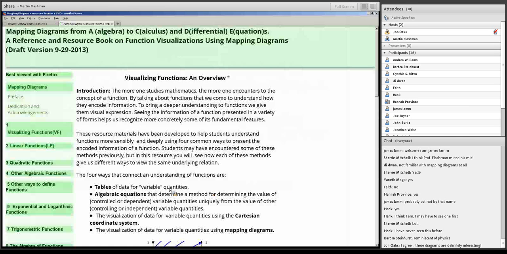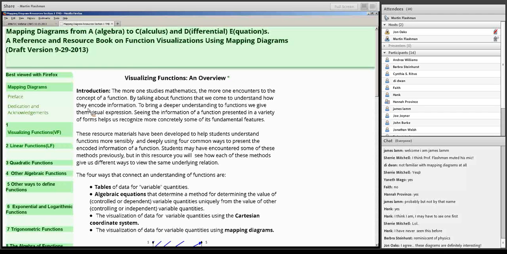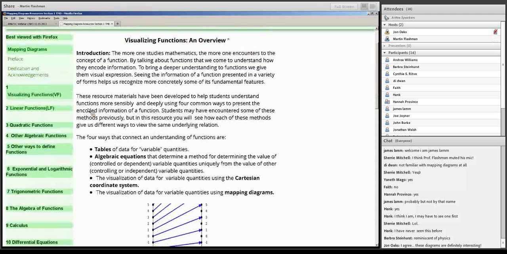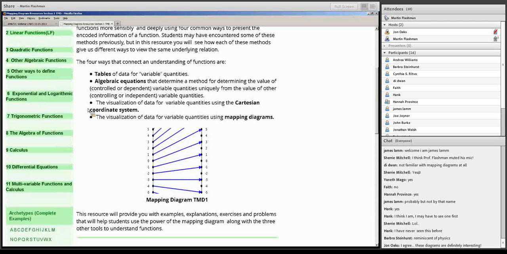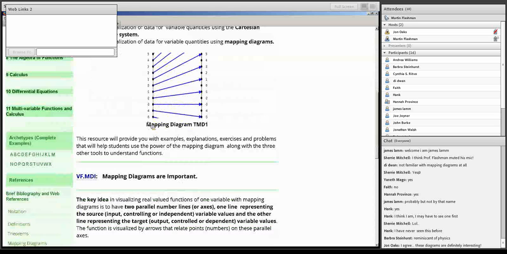And here it is. This is the overview page from the book, and this is a list I have of links to other things that are in the book. I'll show this later in the webinar, but let's just jump right into visualizing functions. There are 4 usual ways that people understand functions: tables, algebraic equations, Cartesian coordinates, and this 4th method of the mapping diagram.